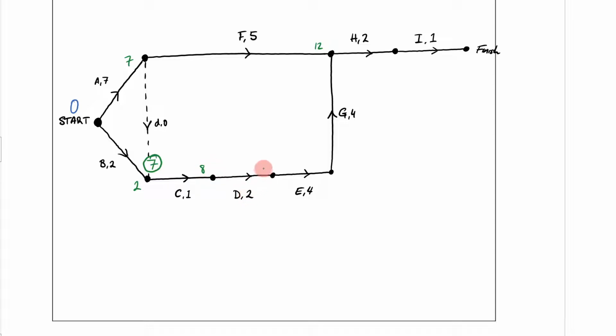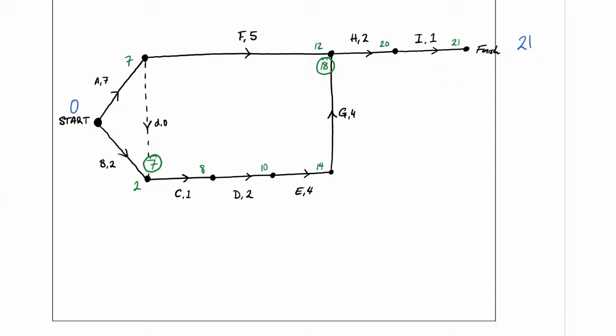8 plus 2 is 10. 10 plus 4 is 14. 14 plus 4 is 18. And once again, I'm in a position where I have 2 numbers at a vertex. You circle the bigger number, that's your EST. 18 plus 2 is 20. 20 plus 1 is 21. So that means that 21 is going to be the minimum time it takes me to complete this project.